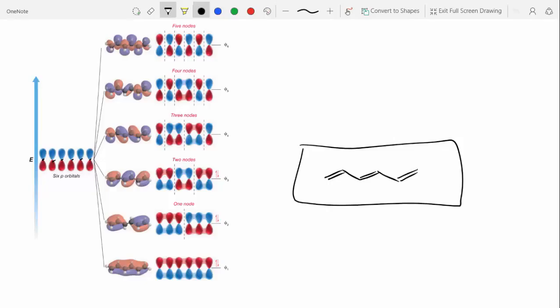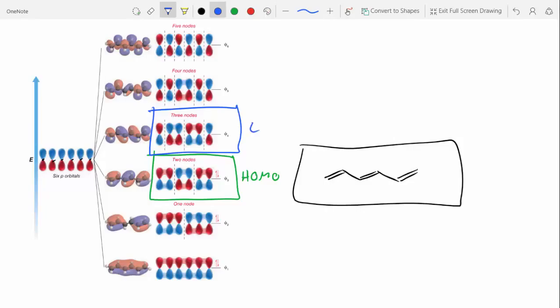Yeah, the 2-node one. So if we look at this one, this is going to be our HOMO, or our highest occupied molecular orbital, because that's the highest energy orbital that still contains electrons in it. And then if we look at our LUMO, it's going to be the one right above it. One interesting thing is that the more conjugation you have in your system, the smaller this HOMO-LUMO gap becomes.